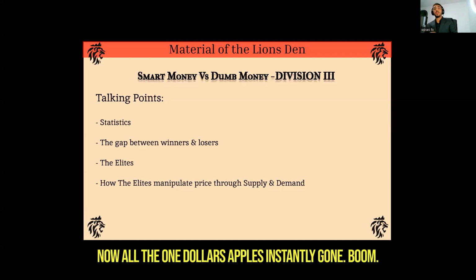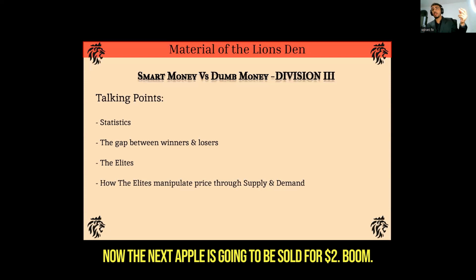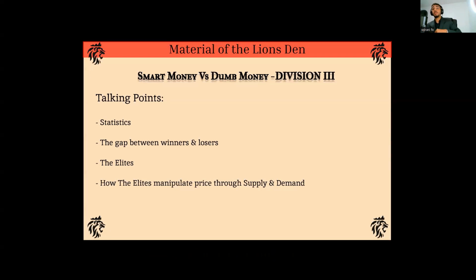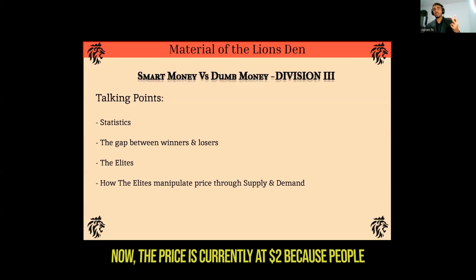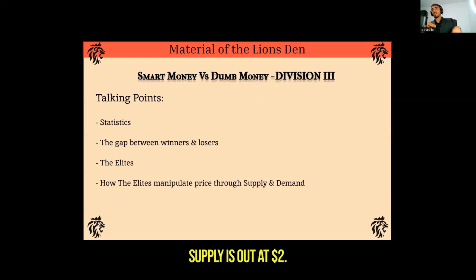Now, all the $1 apples are instantly gone. Boom! Price moved from $1. Now the next apple is going to be sold for $2. Boom! People start buying the $2 apples. Now the price is currently at $2 because supply and demand are agreeing at $2. Boom, supply is out at $2.